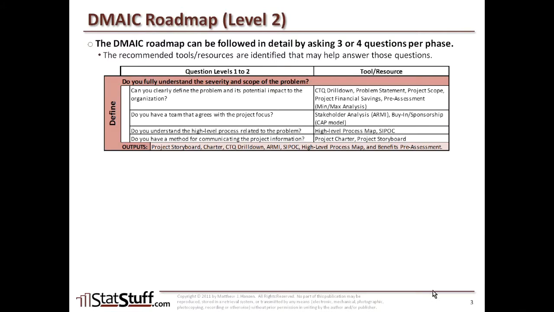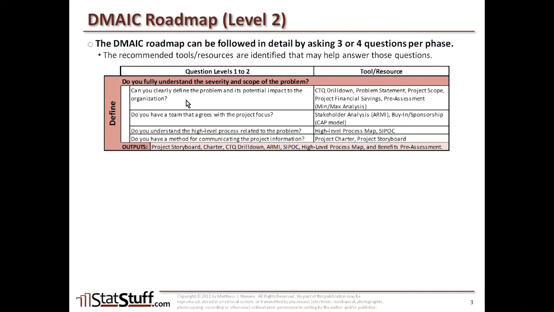At the define phase, we start off with this top level question, the same question we just asked. Do you fully understand the severity and scope of the problem? Again, if you cannot answer yes to that question, now we're going to dig deeper into a second layer, or a second level of questions that will help us to answer that question. So if we cannot answer yes to this question, then we're going to go to this next question, and these are the questions. There are 4 of them all together in the define phase that will help us to answer that top level question. So again, if we can't answer yes to that one, then we'll go to this question.